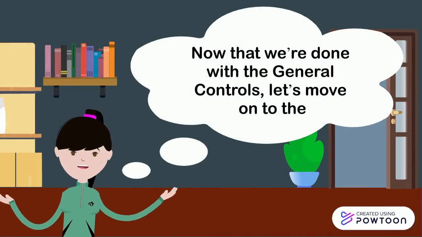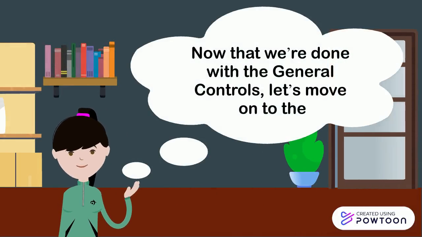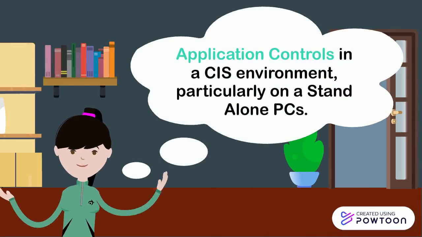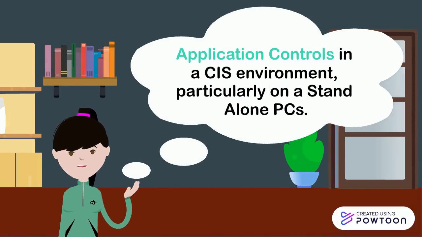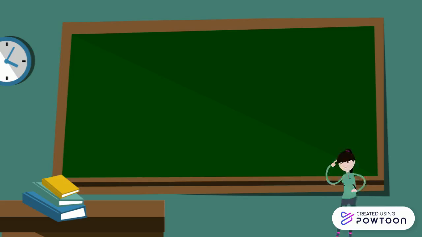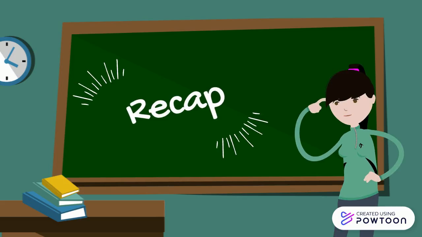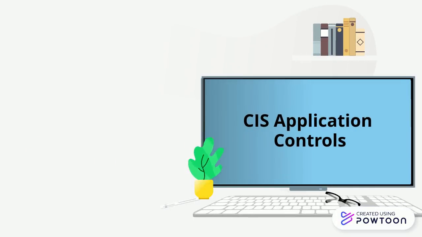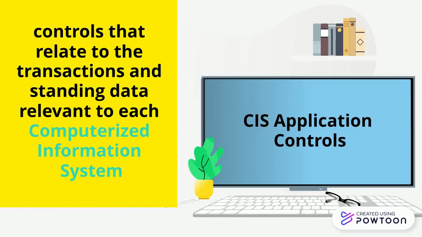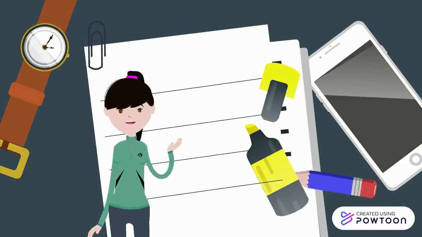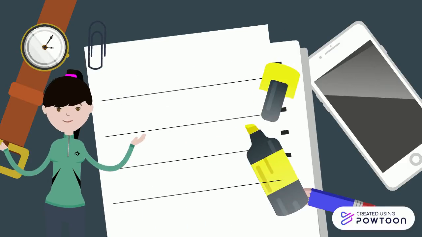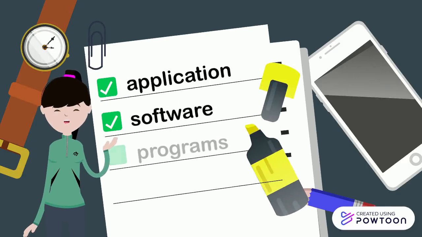Now that we are done with the general controls, let's move on to the application controls in a CIS environment, particularly on standalone personal computers. But before that, let's have a quick recap. When we say CIS application controls, these are the controls that relate to the transactions and standing data relevant to each computerized information system. Let's highlight the word each because we apply controls on specific applications, software, or programs.